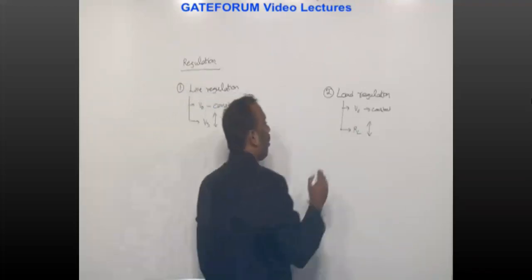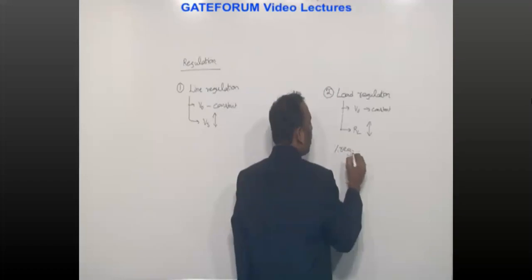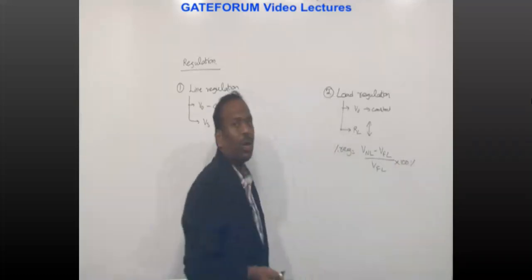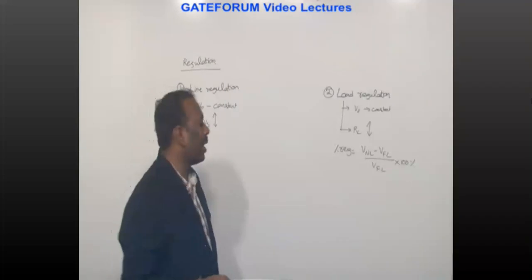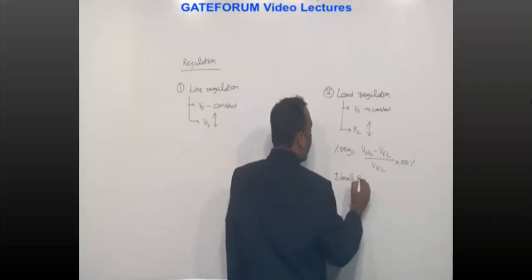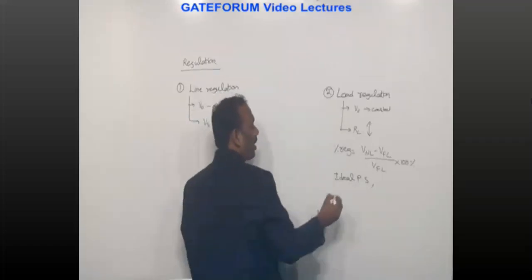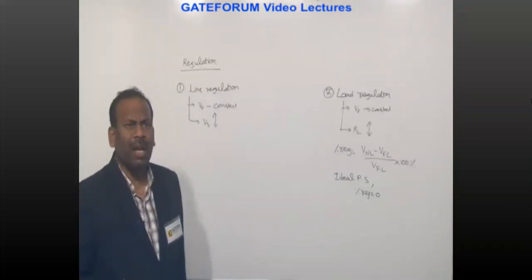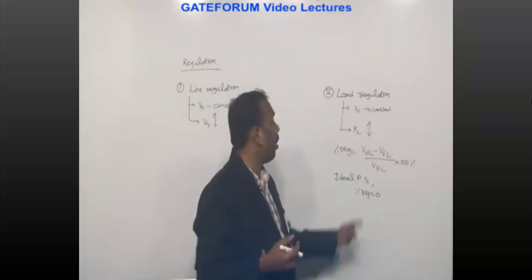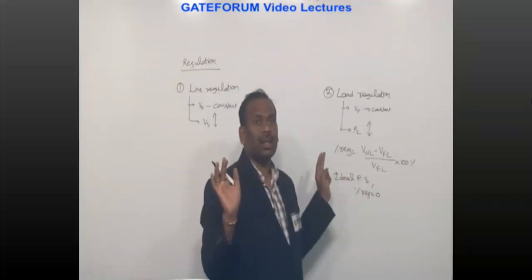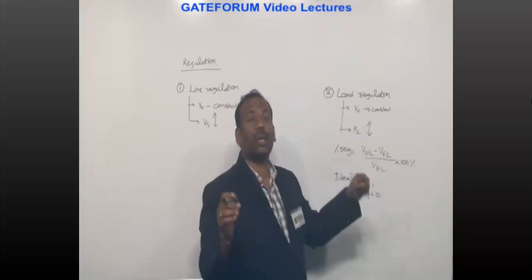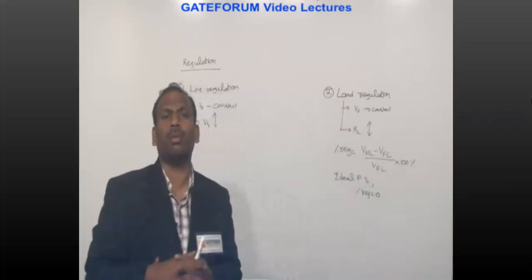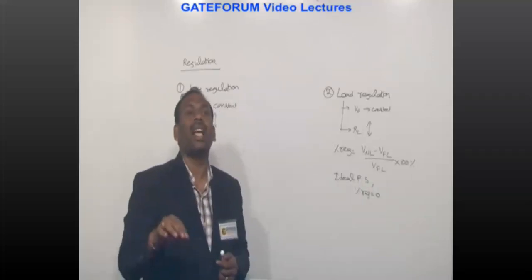The formula for load regulation is: percentage of regulation equals (V no load minus V full load) divided by V full load, into 100%. That is, no load voltage minus full load voltage, divided by full load voltage, times 100%. For an ideal power supply, the percentage of regulation equals zero. What is the meaning of an ideal power supply, and why should regulation be zero? Our aim is to maintain the output voltage constant irrespective of the changes. Therefore, no load voltage has to equal full load voltage, which means the numerator becomes zero. So in the ideal case, the percentage of regulation should be zero. Practically, it has to be as small as possible.